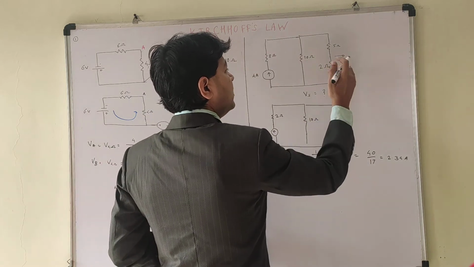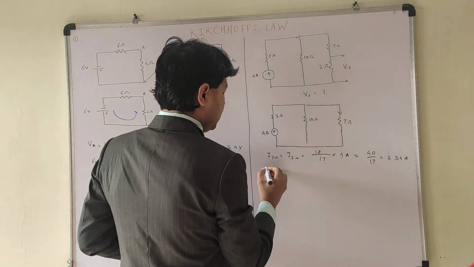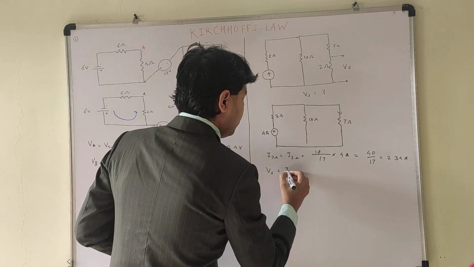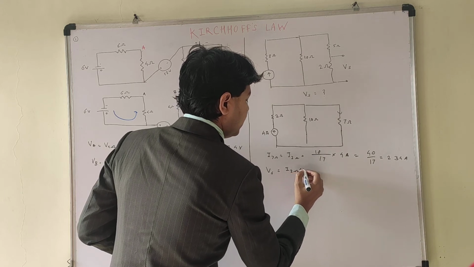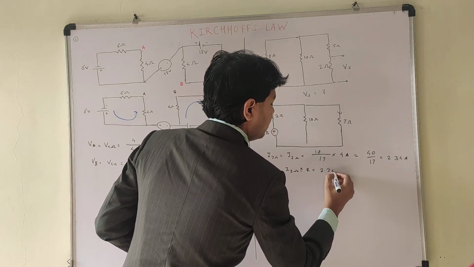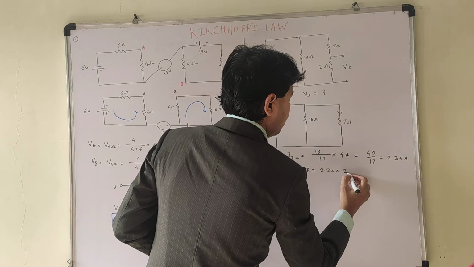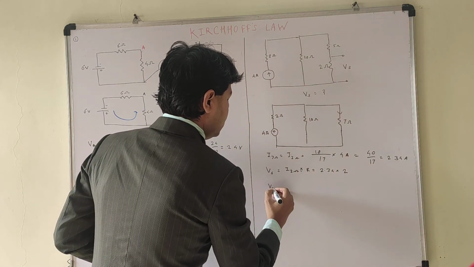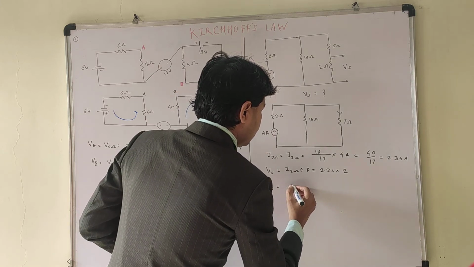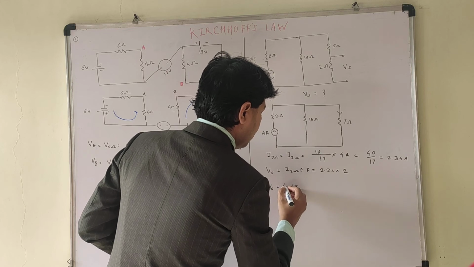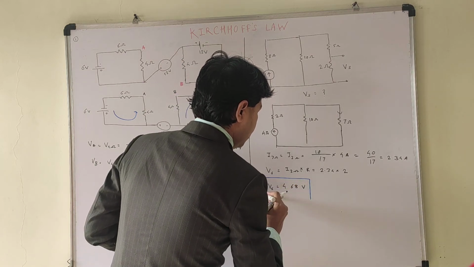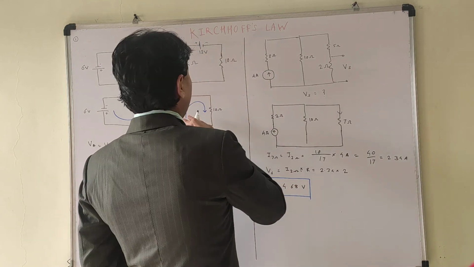Now I need to find the voltage Vs. Voltage Vs is given by V equal to I into R, that is, I 2 ohm into R. I 2 ohm, we have just calculated, is 2.34, into the resistor. The value of the resistor is 2. So the voltage Vs is coming 4.68 volt.